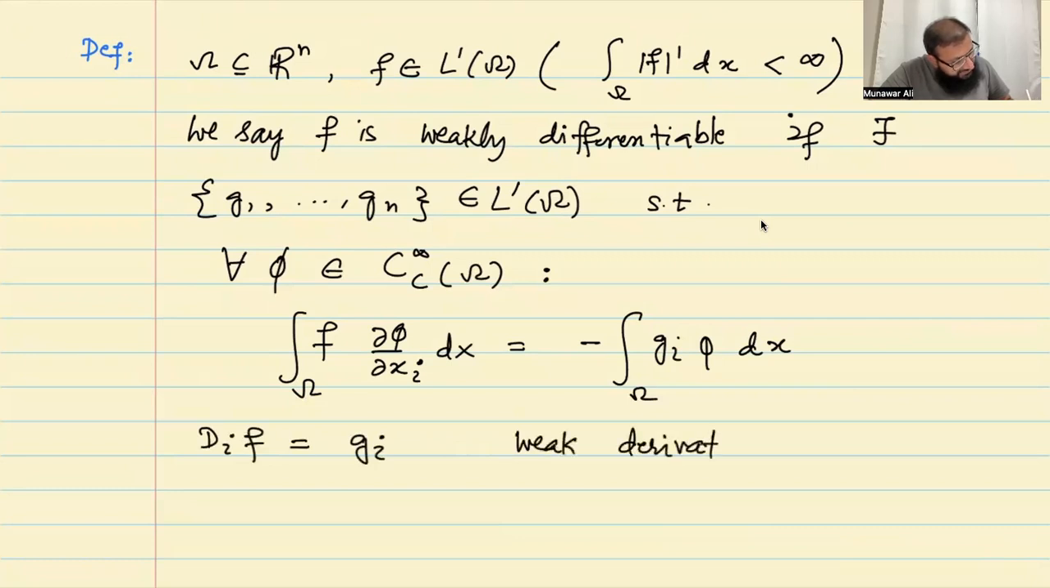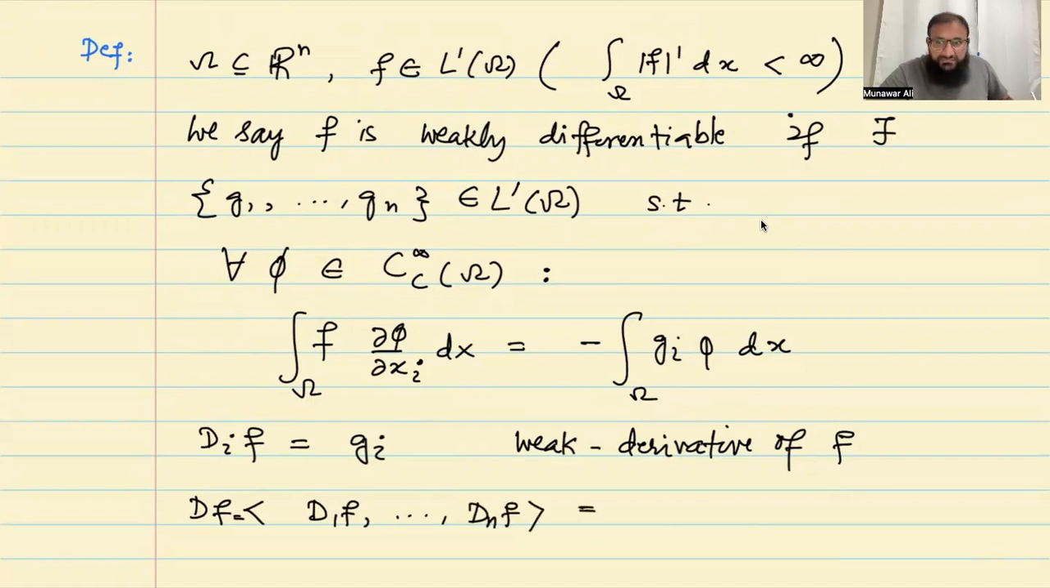The second thing is that the whole derivative of f is defined to be a vector with components d1f, d2f up to dnf, which is simply the first derivative. The derivative of f in the first component is g1, the second component is g2, up to the nth component is gn. So this is how you define the weak derivative, and once this equality is satisfied in terms of integrals, you say that the function is weakly differentiable.